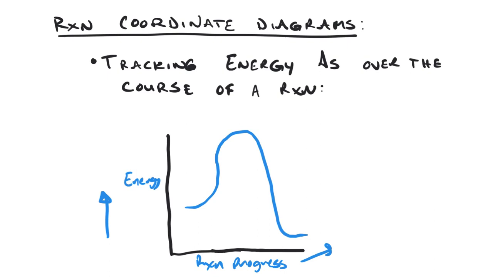I want you to note that this is not time. This could be a reaction coordinate diagram for a reaction that occurs over seconds or for a reaction that occurs over millions of years. They're all going to look the same because this isn't time. It's the progress of the reaction, moving from reactants to products, however long that takes. So there's no time indicated in this reaction coordinate diagram. Something I want you to consider and keep your eyes on.